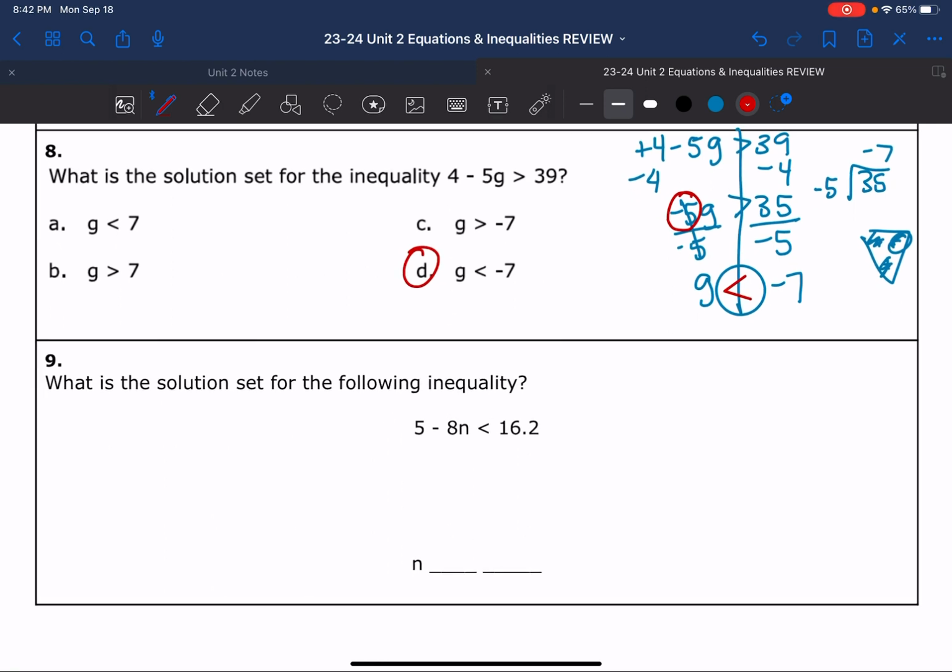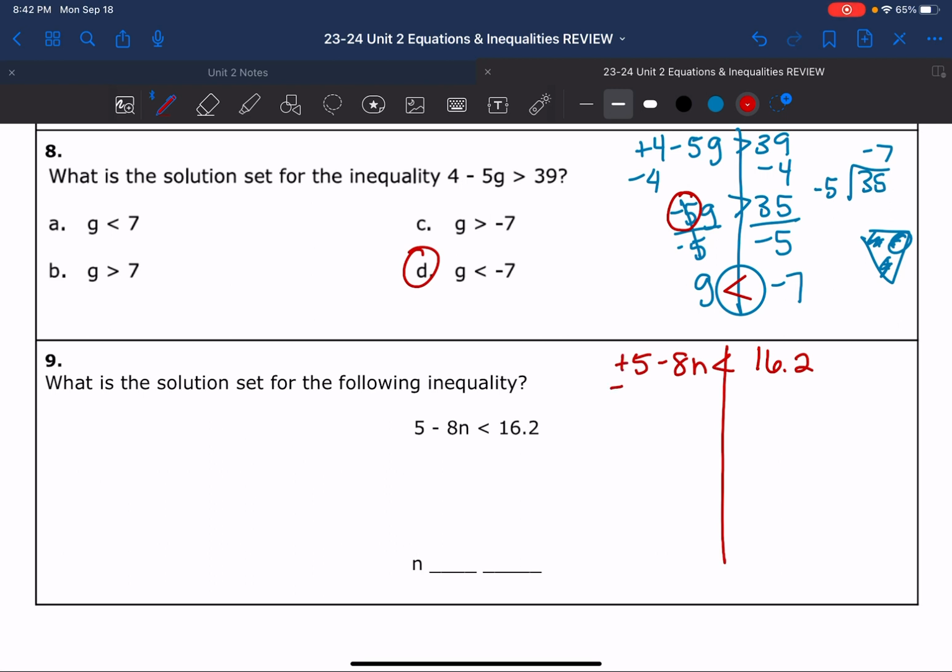What is the solution set for 5 minus 8n is less than 16.2? So when we work with decimals, I have found that sometimes students feel a little bit uneasy, okay, especially if you have to divide, okay? So here, let's look at this.